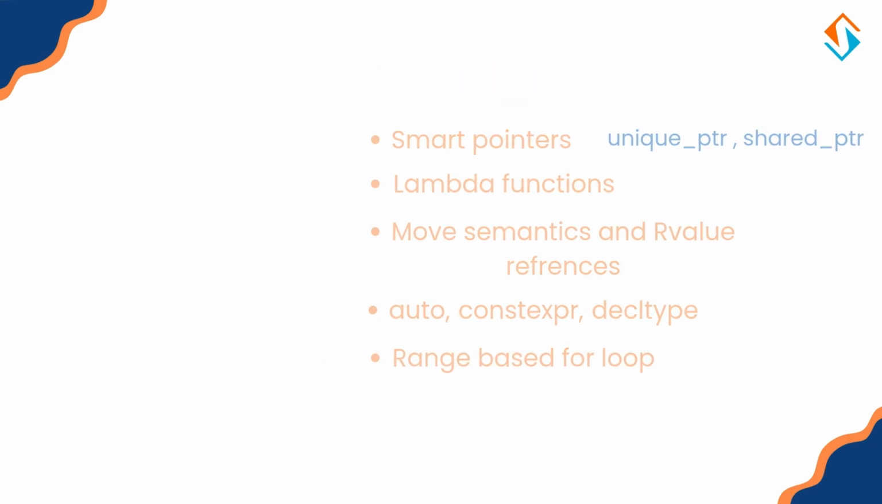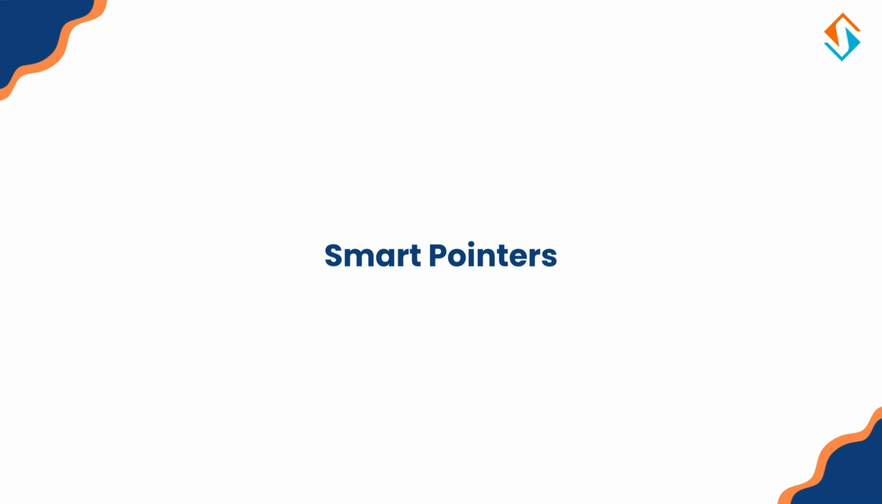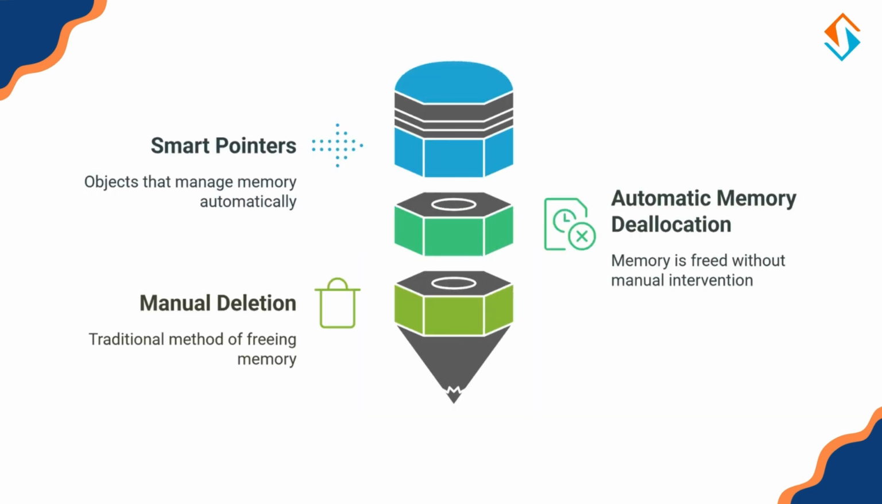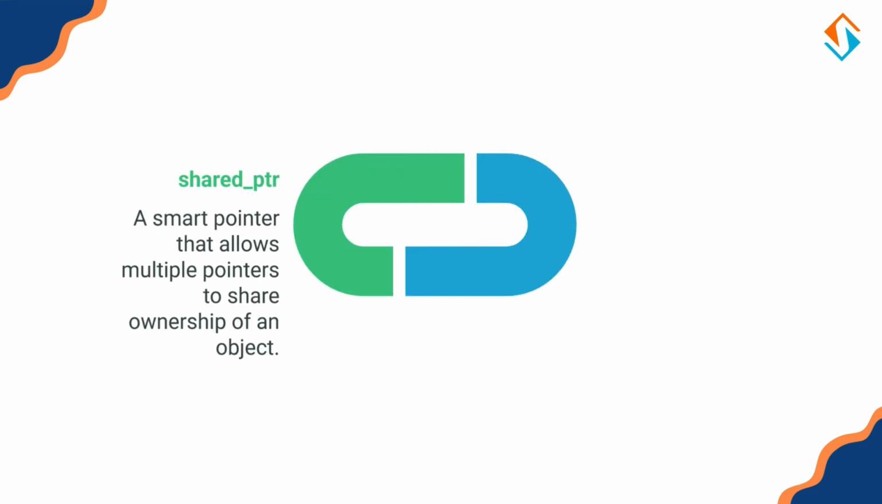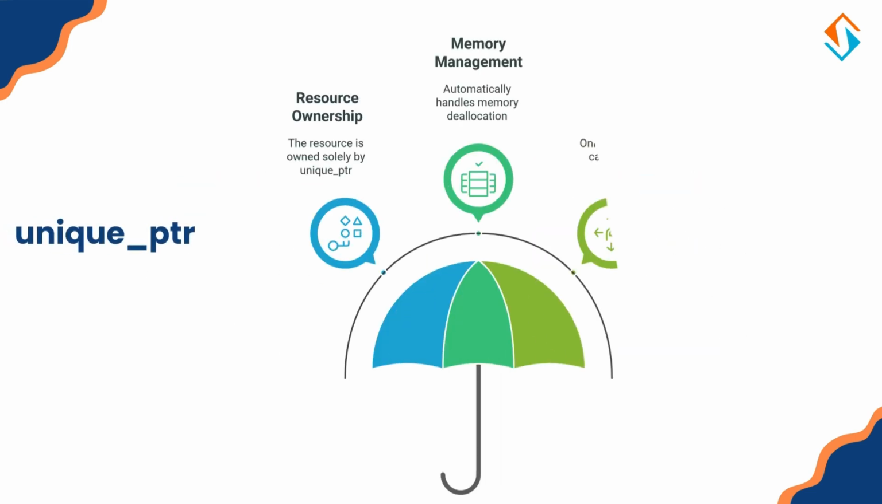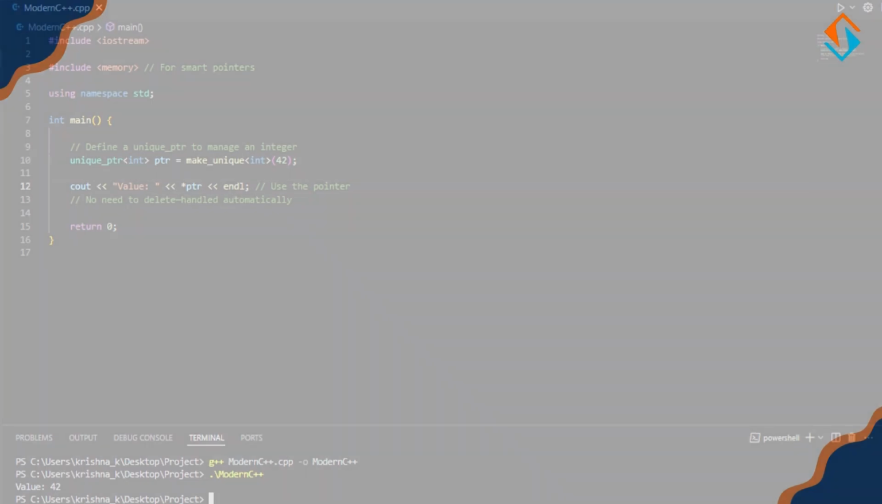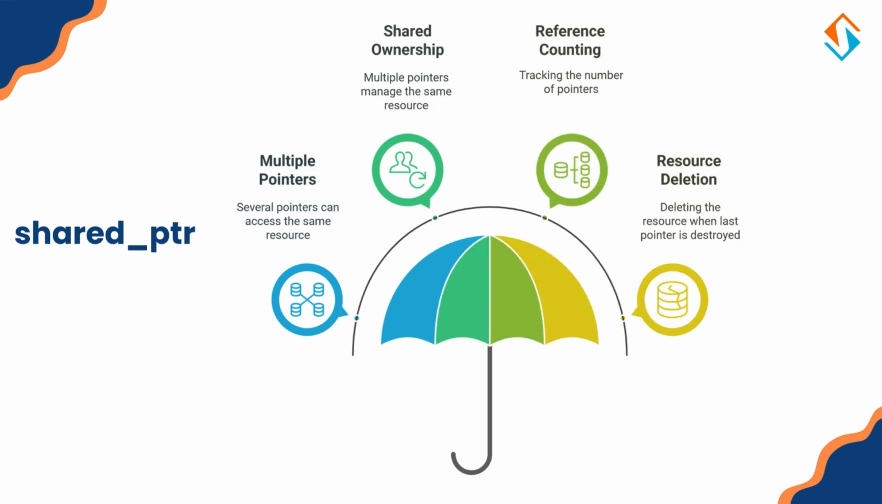Let's dive right in. Smart pointers make memory management a breeze. Instead of manually calling delete, smart pointers automatically free up memory when no longer needed. Let's look at the two most popular ones: unique_ptr and shared_ptr. A unique_ptr owns a resource exclusively, meaning only one pointer can manage the resource. A shared_ptr allows multiple pointers to share ownership of the same resource. It keeps track of how many references exist and deletes the resource when the last pointer is destroyed.